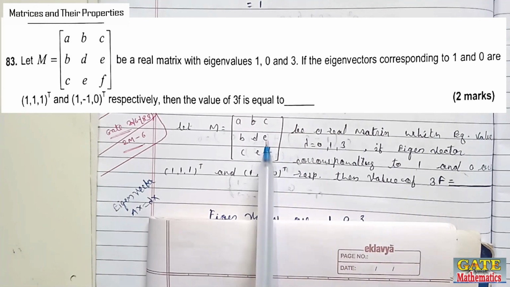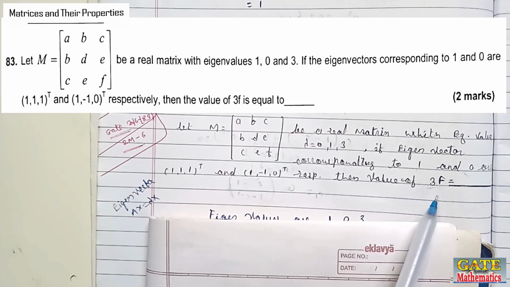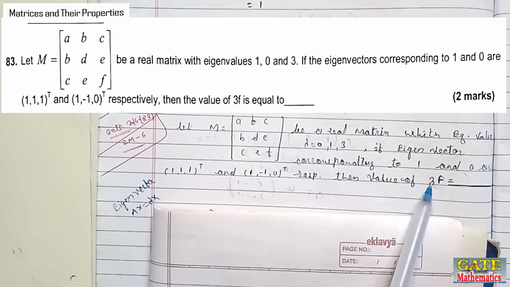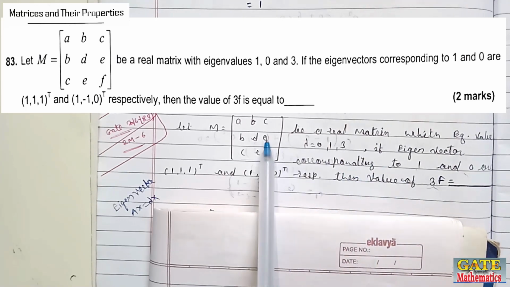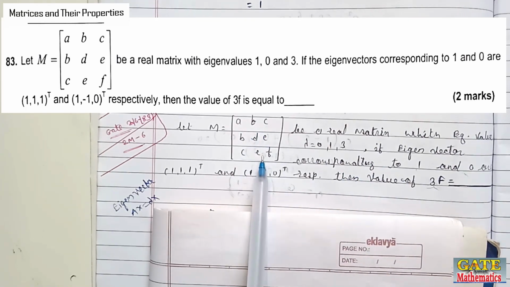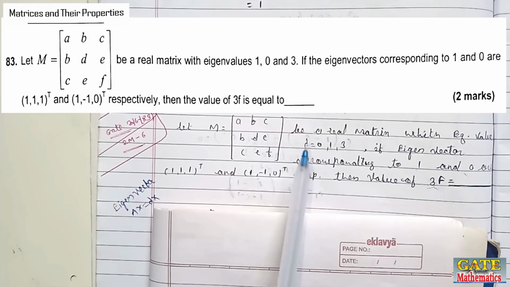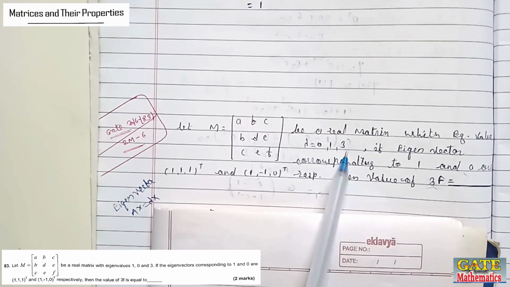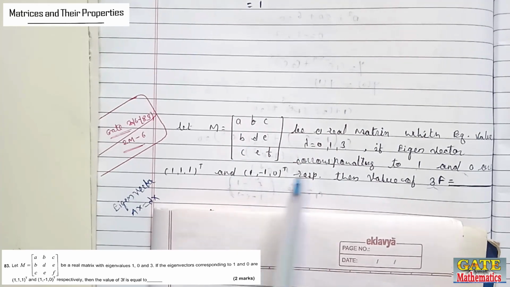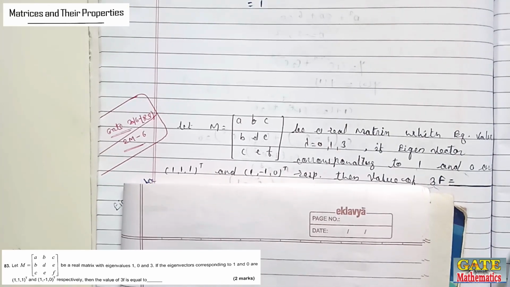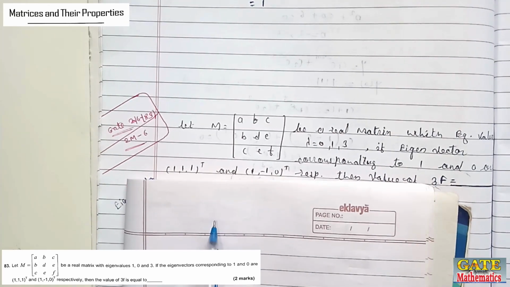EF is an entry from this matrix. This is a numerical answer type question from the GATE exam. So we have to work out the values of A, B, C, D, E, F. All these values we have to find from our matrix. For finding them, we are given the matrix M and the eigenvalues and their eigenvectors.